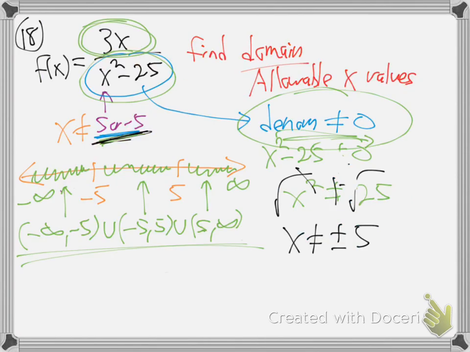Negative 5 can't be put into the x squared because it'll be a 0 on the bottom. Right, positive and negative 5 are a problem. But there's a parenthesis, so it means it doesn't touch it. Oh, okay. Good question.